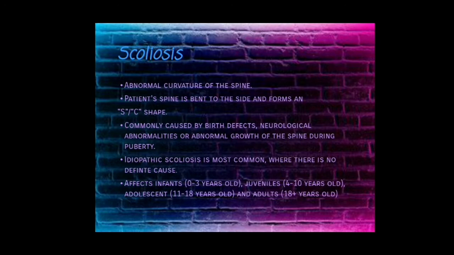The next health issue is scoliosis. Scoliosis is an abnormal curvature of the spine. The patient's spine is bent to the side and forms an S or C shape. It is commonly caused by birth defects, neurological abnormalities, or abnormal growth of the spine during puberty. Idiopathic scoliosis is most common, where there is no definite cause. Scoliosis affects infants 0 to 3 years old, juveniles 4 to 10 years old, adolescents 10 to 18 years old, and adults above 18 years old, where adolescents are found to be most affected.